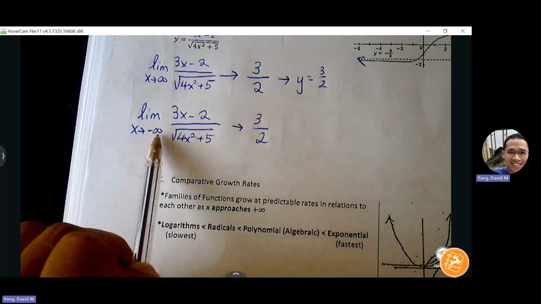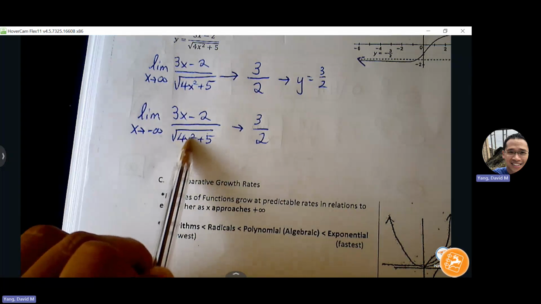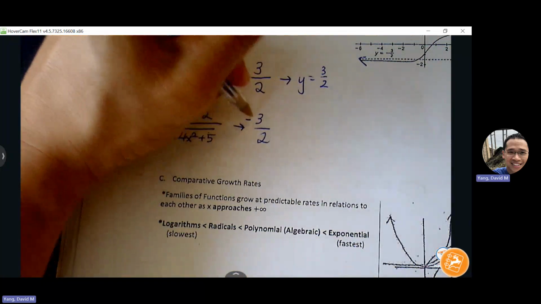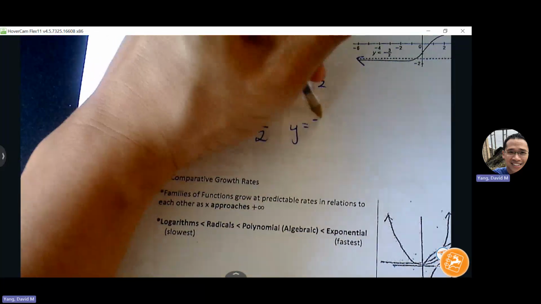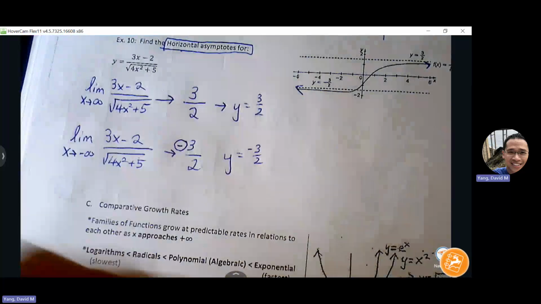Now, if I inserted a large negative number in for this x here, what's going to happen? It's going to stay positive because negative 100, negative 1,000, negative 1,000,000 squared is positive, and the square root of a positive is positive. So this is negative over a positive. That is going to cause the sign to change. So there's a different horizontal asymptote. But the good news is that it's sharing the same ratio. We're just changing the sign.